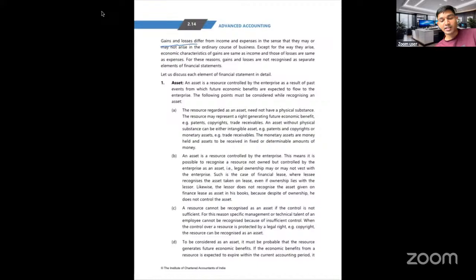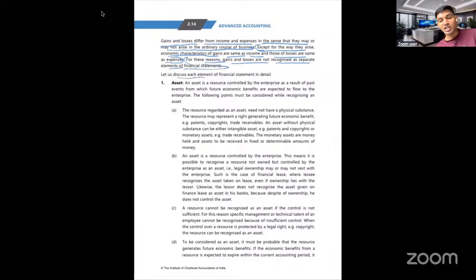Gains and losses differ from income and expenses in the sense that they may or may not arise in the ordinary course of business, except for the way they arise. The economic characteristics of gains are the same as income, and those of losses are the same as expenses. For these reasons, gains and losses are not recognized as separate elements of the financial statements.